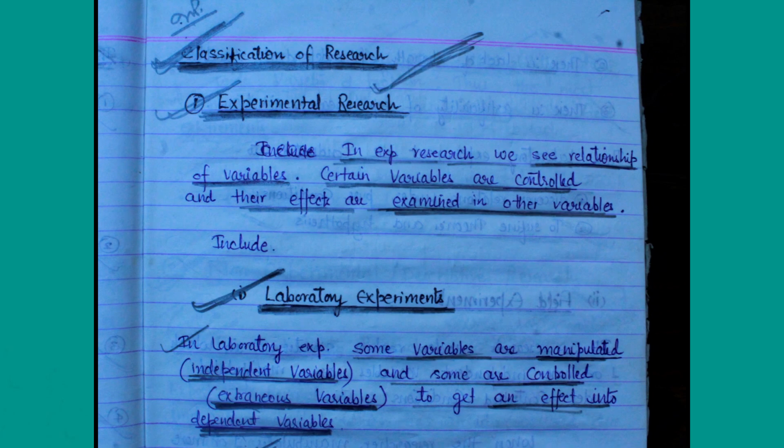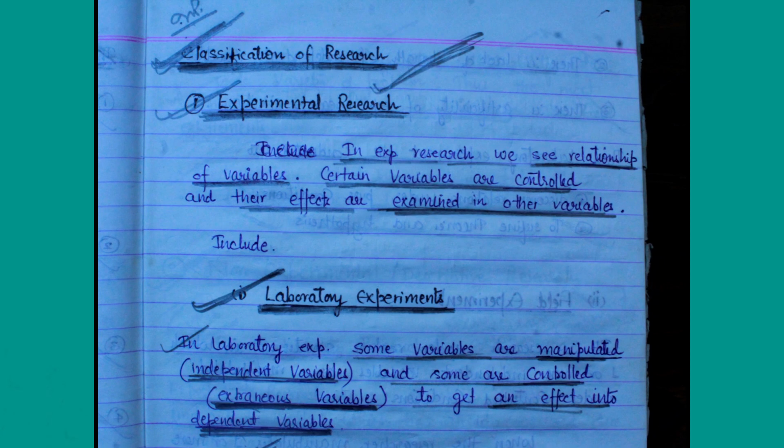The first one is experimental research. So what is experimental research? In experimental research we see the relationship of variables. Certain variables are controlled and their effects are examined on other variables. Whenever we talk about experimental research, the image of a laboratory should come to your mind. If you remember the Shaktiman episodes, I have tried to remember these concepts like this. Whenever experimental research comes, I always think of Dr. Jekyll in Shaktiman.